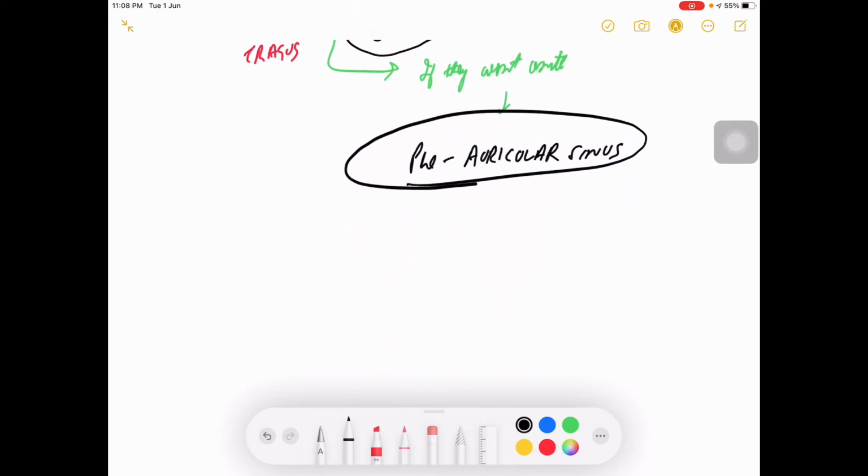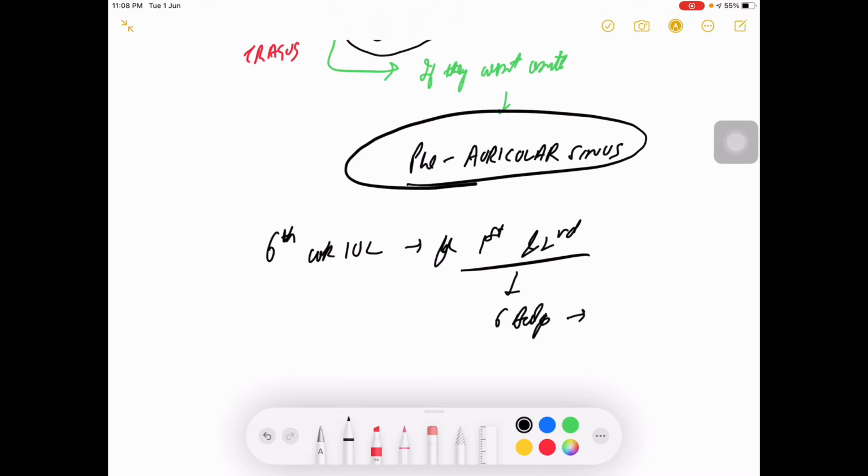So basically, the development of the pinna starts at the 6th week of intrauterine life from the first and second arches. These arches form 6 bulges, and those bulges form the tragus and the rest of the pinna.